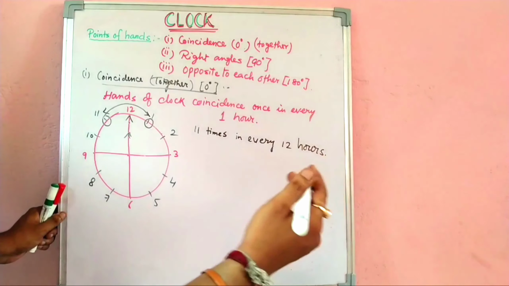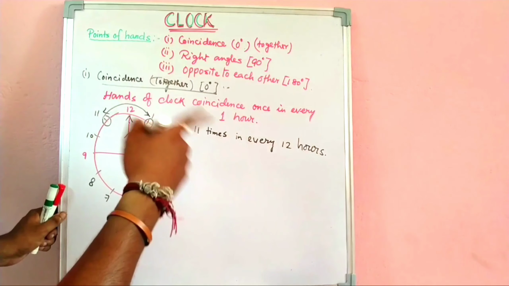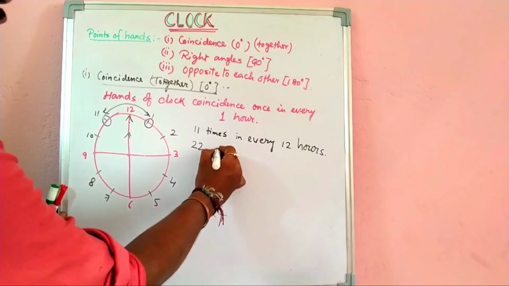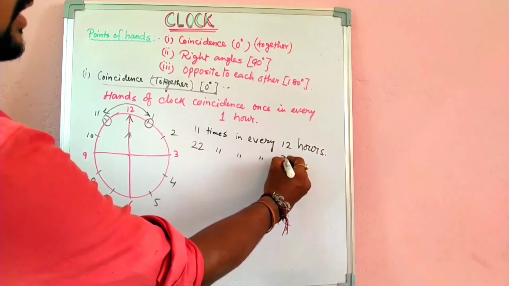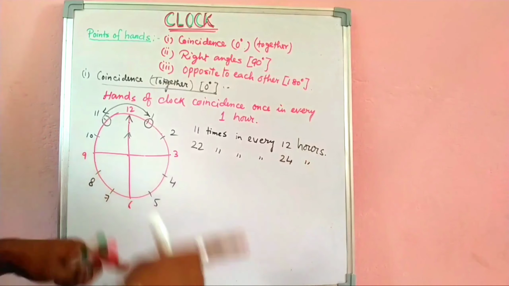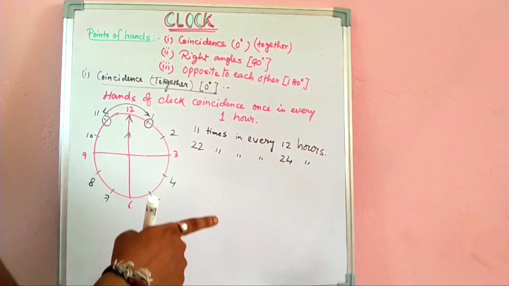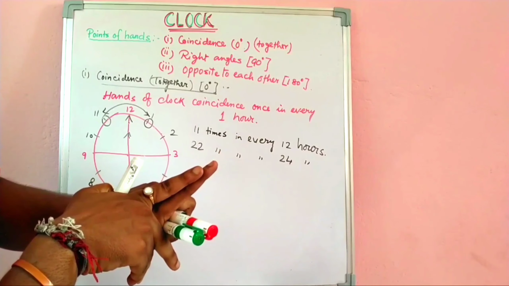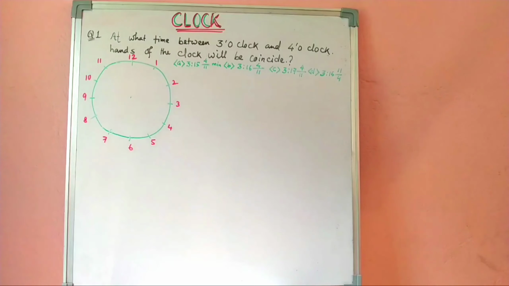So in 24 hours, means in the whole day, how many times will they coincide? 22 times, because 11 into 2 is 22. So 22 times every 24 hours means in one complete day they will coincide 22 times with each other. Okay, so now an example of coincidence.